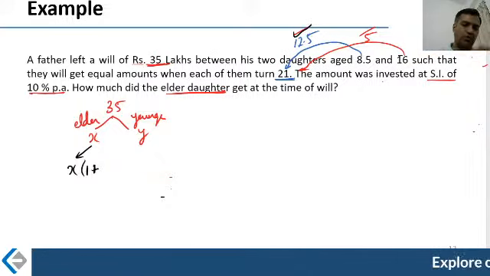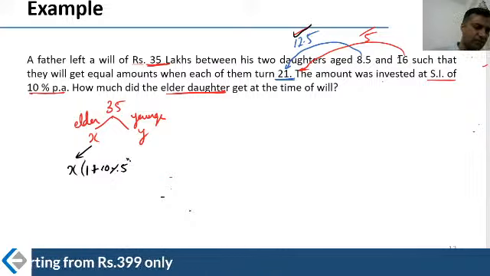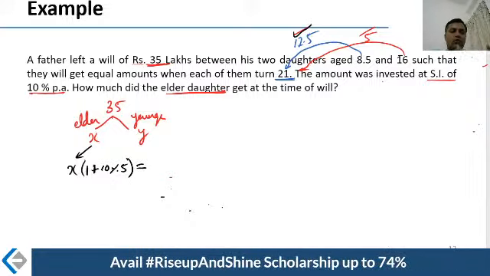Perfect. Let's write the amount. We already know how to write the amount. Principal. What is the principal? X. 1 plus rate of interest. What is the rate of interest, friends? 10%. How long? Call it now 5 years. That is the time available with the elder daughter, equal to, this is the amount, right? This amount is equal to the amount that the younger one is also going to get. But when? After 12.5 years.